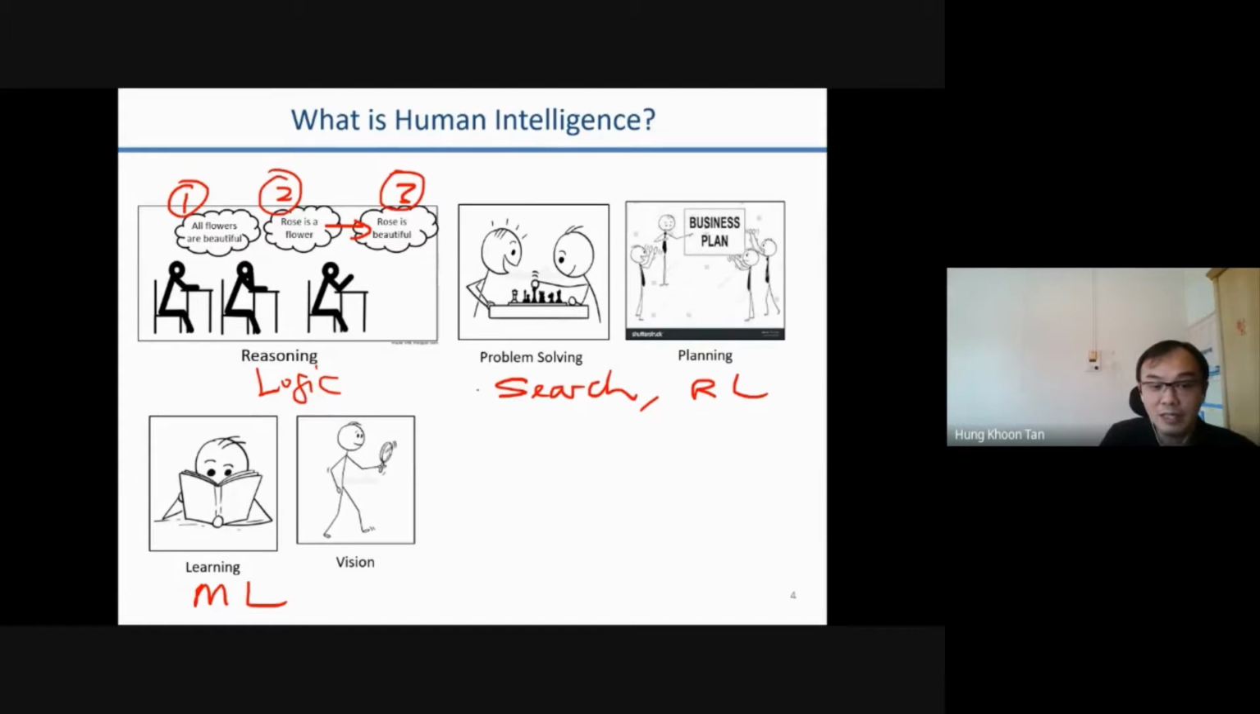And the branch of AI that does that is called computer vision. This is the field that my research lies in, and I have studied a lot on vision algorithms.